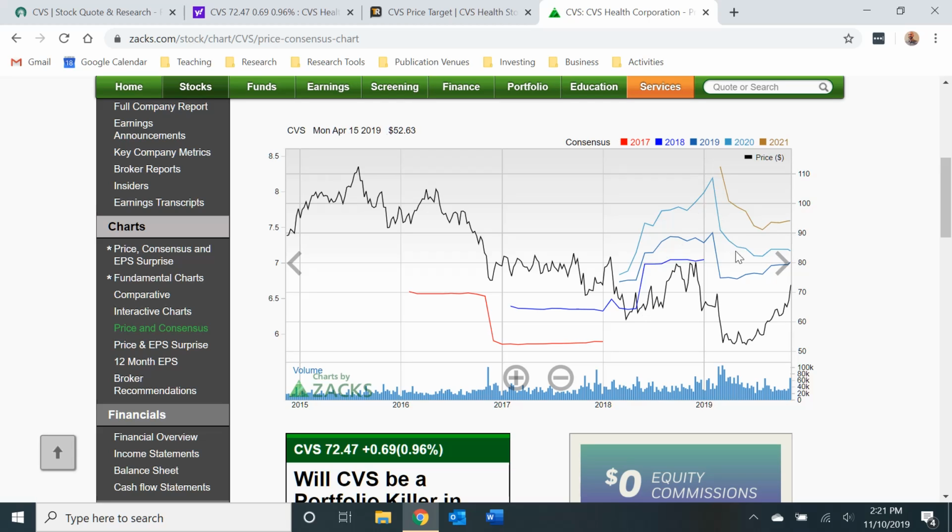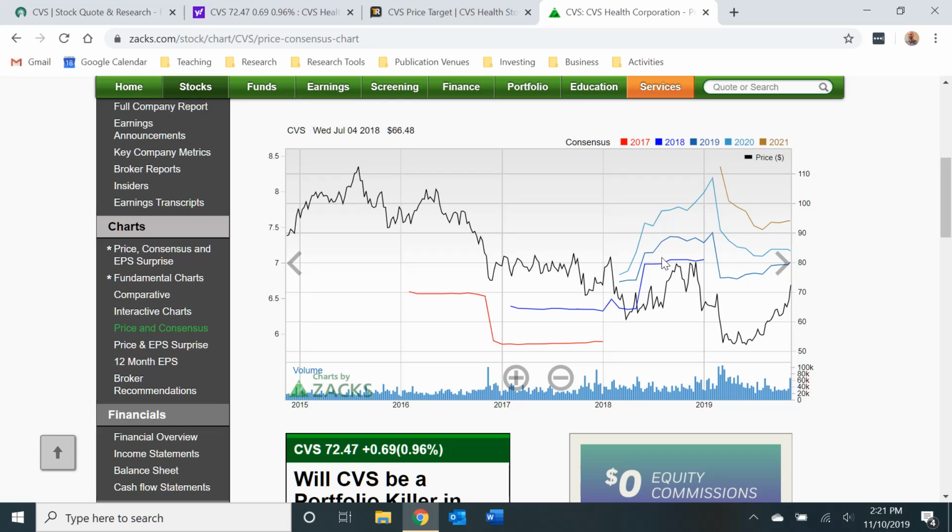Here we saw a period where analyst estimates were actually declining. So analysts were getting less bullish on the stock's earnings. They were revising their outlook or their forecast for the company downward, and so that will actually move the stock downward. All right.